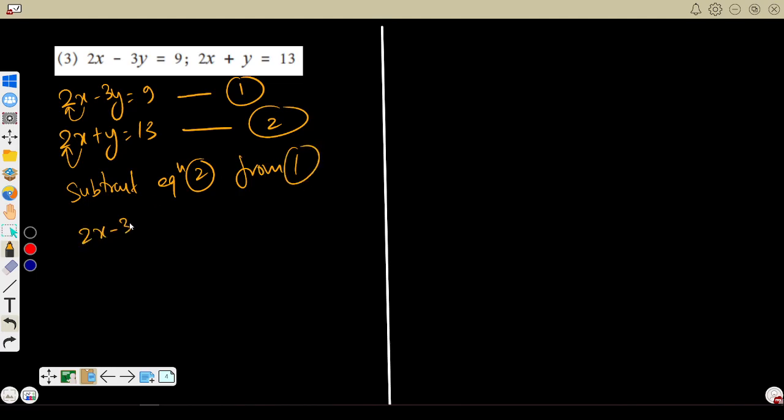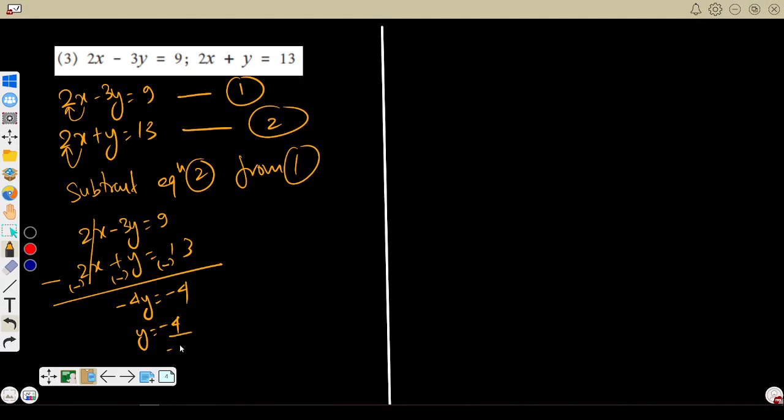What will happen? I'll copy the equations. 2x minus 3y is equal to 9 minus the second equation, 2x plus y is equal to 13. As I said, if you subtract the equations, the signs will change. Plus 2x will be treated as minus 2x, plus y will be treated as minus y, and plus 13 will be treated as minus 13. So 2x minus 2x will eliminate this term. Minus 3y minus y will give me minus 4y is equal to 9 minus 13 will give minus 4. So therefore y will be minus 4 divided by minus 4, which is 1. Therefore for this equation we have y is equal to 1.